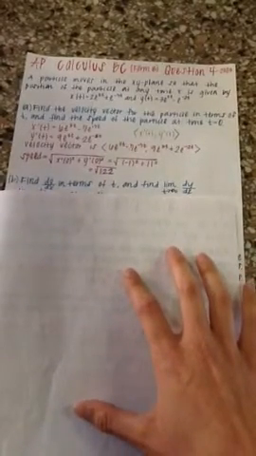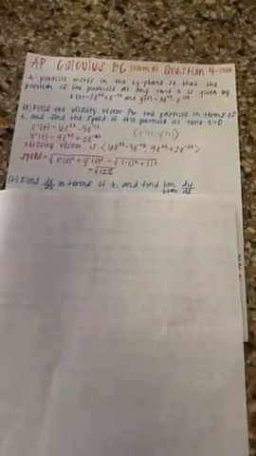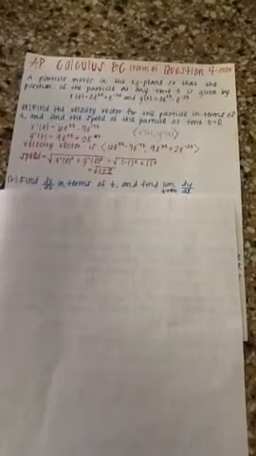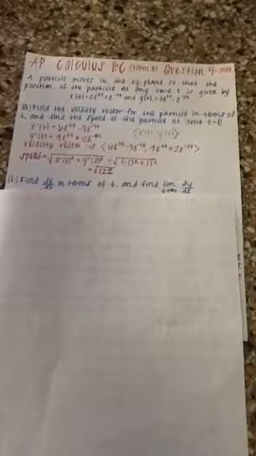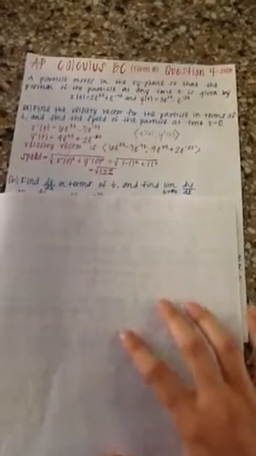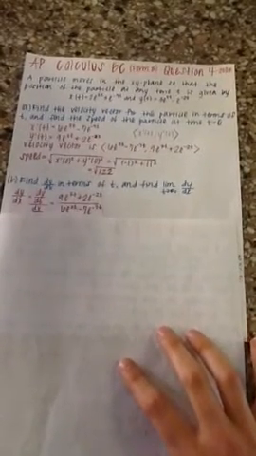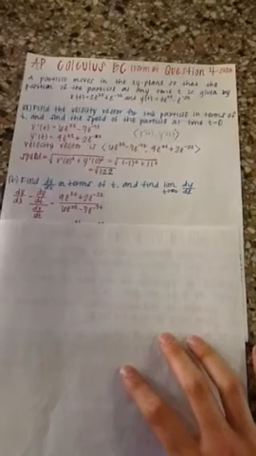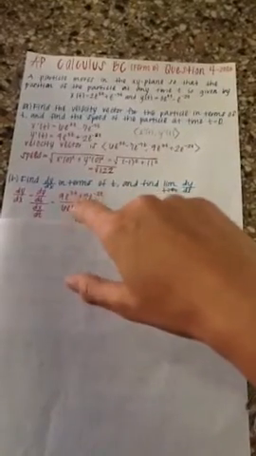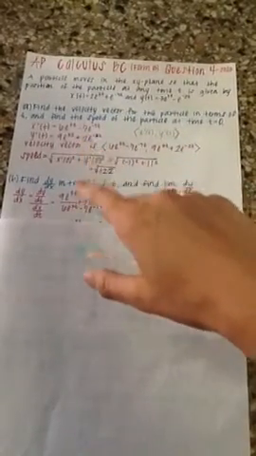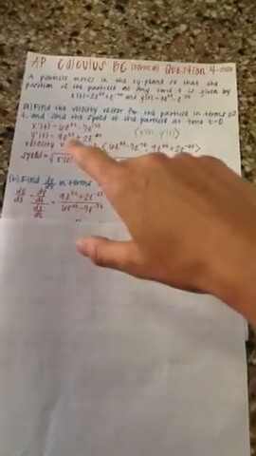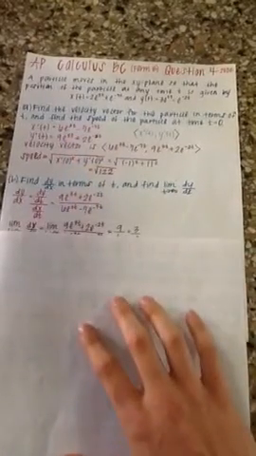Now it says find dy/dx in terms of t and find the limit as t approaches infinity of dy/dx. dy/dx is our slope, and the slope is dy/dt over dx/dt. So we take our derivative of y from this problem and put that on top, and then we have our derivative of x, and we put that on the bottom.